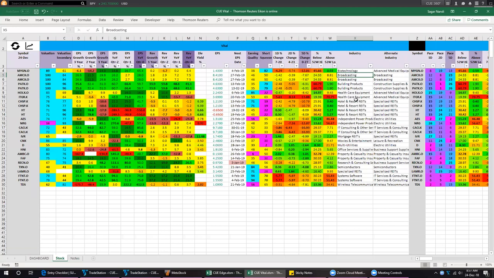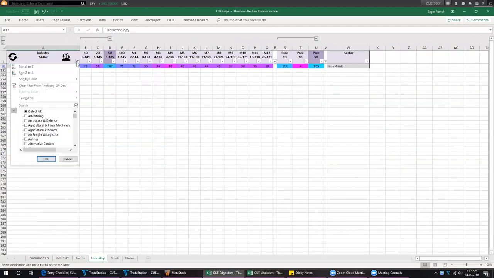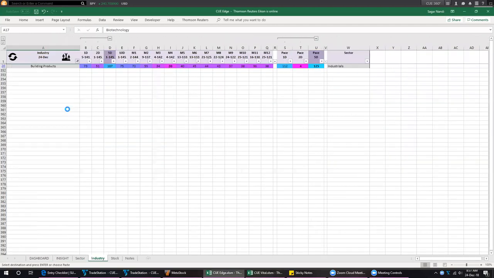Let's look at hotel and resort REITs. I can in fact copy from here and paste here. This is looking much better. I can see a transition from magenta to cyan, not the other way around. And the pace columns are also showing strength.